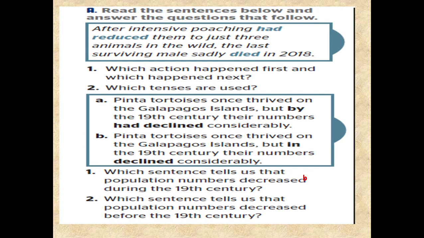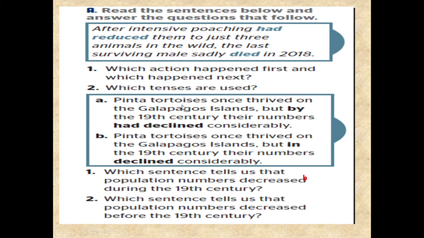Let's move to page number 55, exercise A. Read the sentences below and answer the questions. After intensive poaching had reduced them to just 3 animals in the wild, the last surviving male sadly died in 2018. Which action happened first and which happened next? Of course, had reduced happened first, then the male died. Had reduced is past perfect, and died, which happened after that, is past simple.